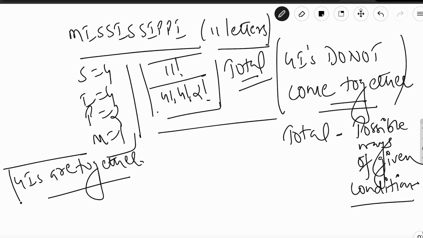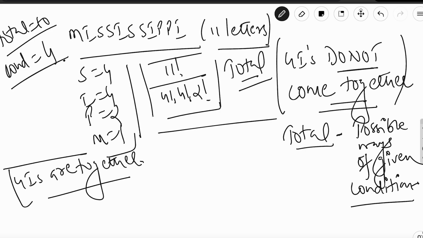That gives us the cases where things don't happen. Total minus things that could happen will give us things that could not happen. For example, if there are a total of 10 ways for something to happen, and there is a given condition, and the total number of ways that condition could happen is 4, then the total number of ways when that condition could not happen will be 10 minus 4, which is 6. So when the 4 I's are together, they form one letter.